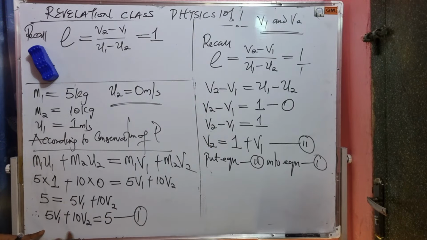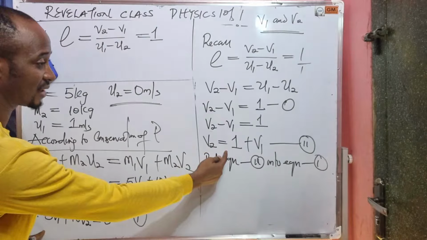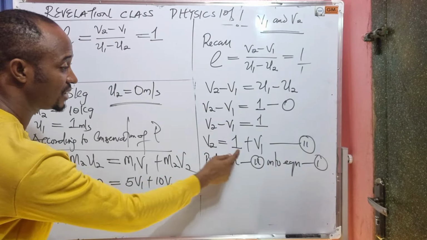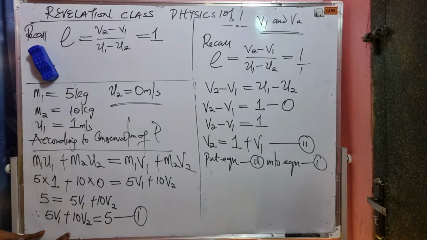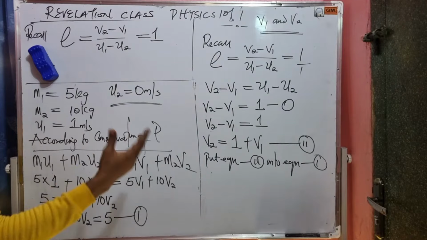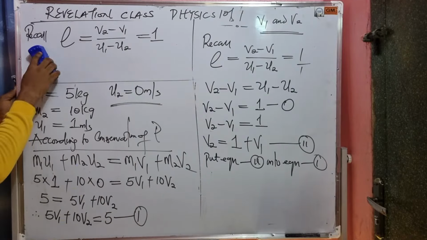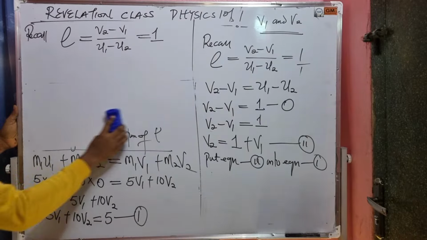We have generated our first equation. This is our second equation. So I'm going to put this equation 2 into equation 1 to solve for one of the unknowns. Now let's see what we are going to achieve at the end of the day.